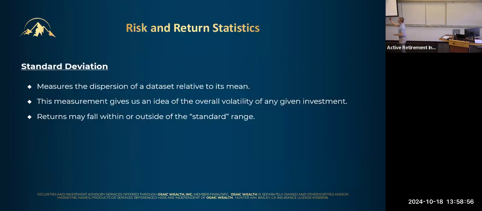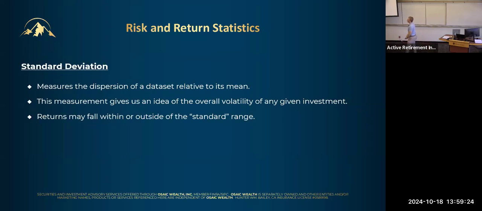So standard deviation measures the dispersion of a data set. That's how far we're dispersing out in each direction relative to its mean or its average. If you're looking at all the data, you're averaging it all together and you're saying, right here's where the average is, it's measuring how far we fly out in either direction. So this measurement gives us an idea of the overall volatility of any given investment. We're not comparing it to anything. We're just looking at its data in isolation.